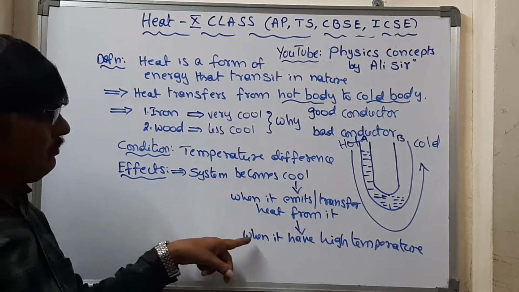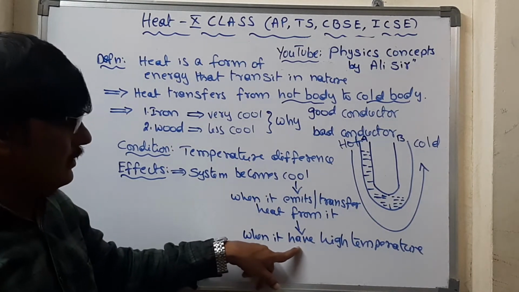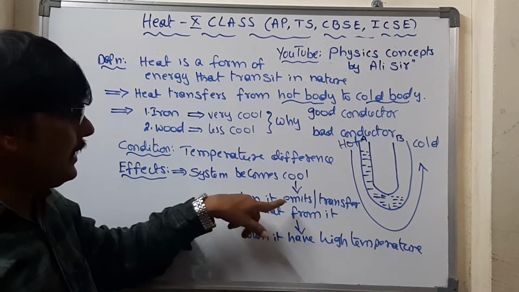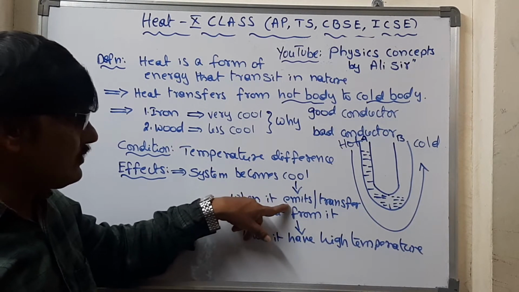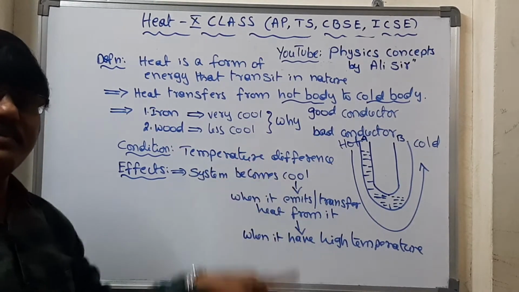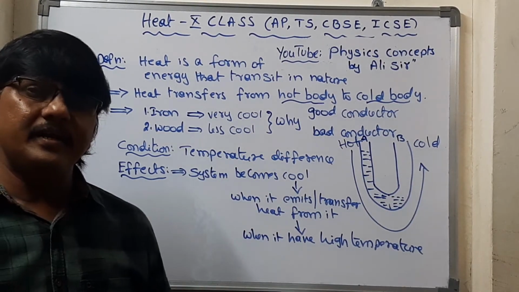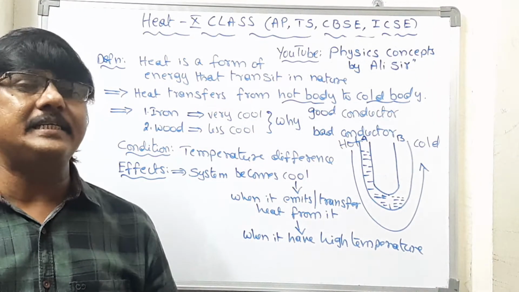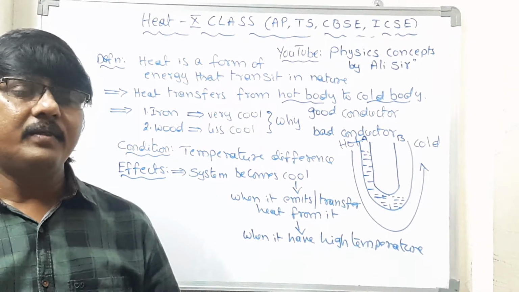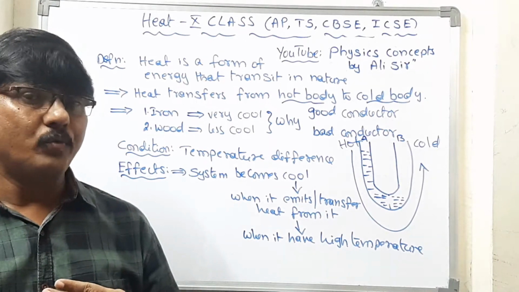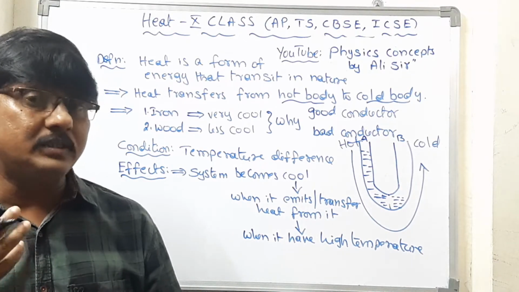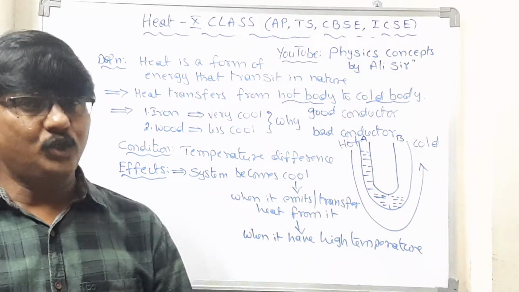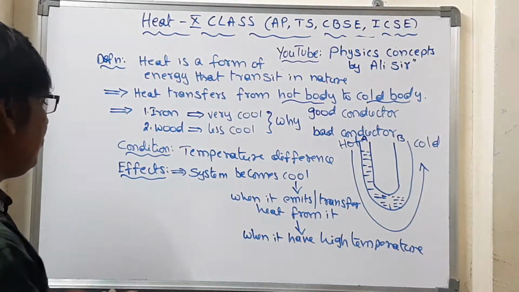So right from here, now let us see. One system is there, that system is having high temperature. Then as it is having high temperature, it can transfer heat. Once it is transferring heat to the neighboring system, that system will become cool. It's very clear. If any one body is losing heat, that body will become cool, when that body transfers heat once it is having high temperature. Did you get it? Now let's go with the next one.